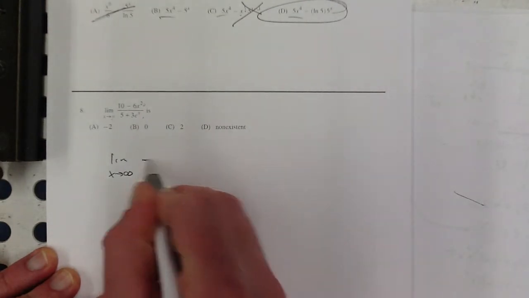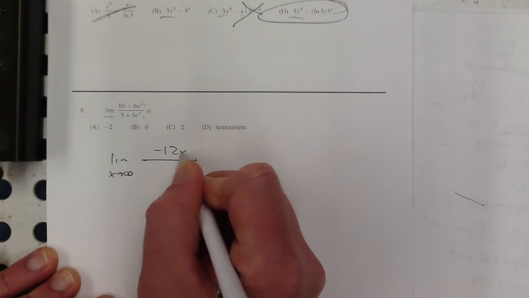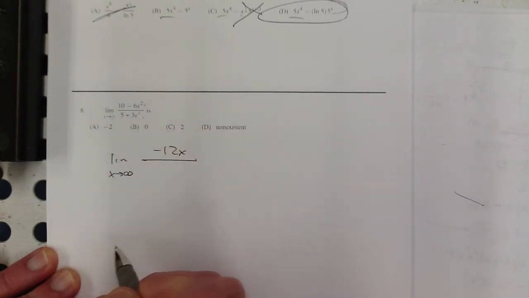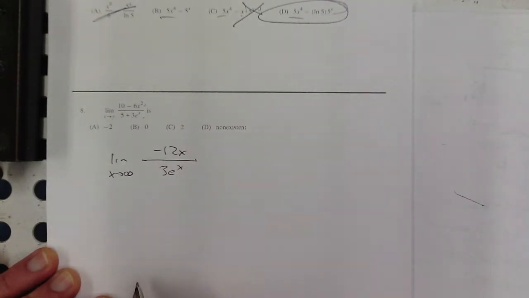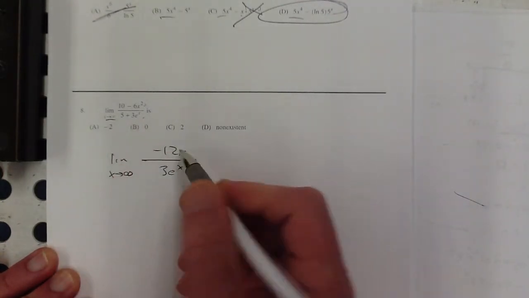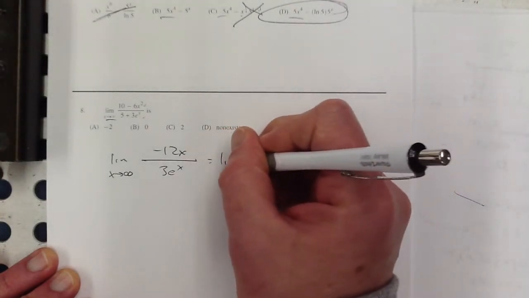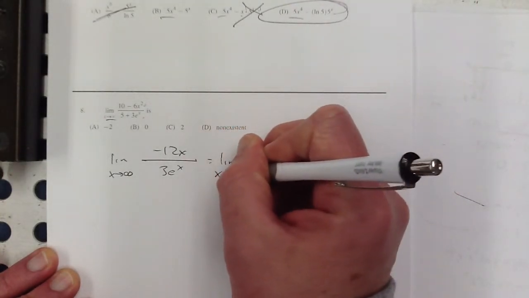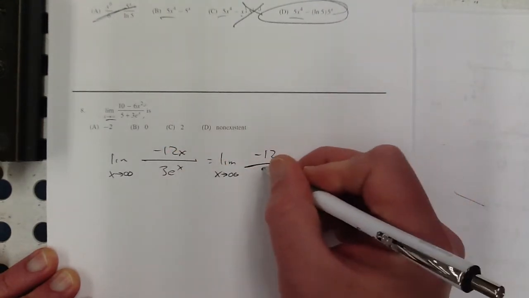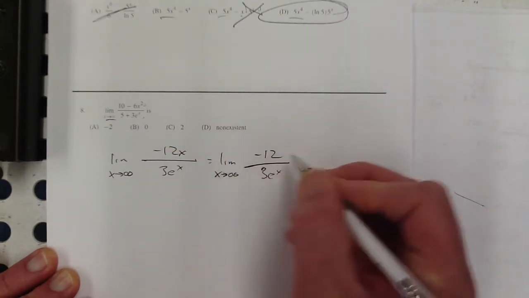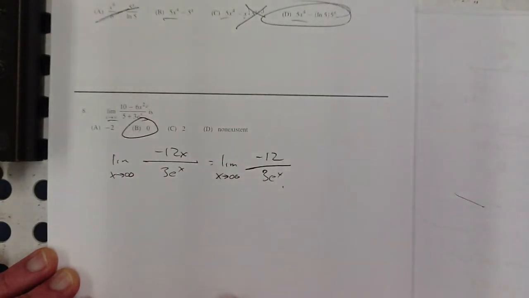So L'Hopital says just take the derivative of the top, that'd be minus 12x, and then take the derivative of the bottom, which is going to be just 3 e to the x, and then try again. Plug in infinity, that's infinity over infinity again, so I can do L'Hopital again. Derivative of the top, derivative of the bottom is that, and that's negative 12 over infinity, which is 0.